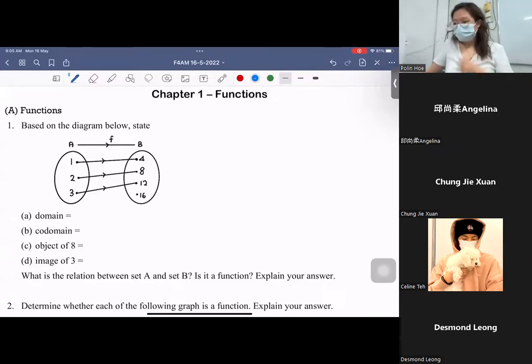Okay, so Form 4 Chapter 1 function is basically separated into 3 parts. The first part, functions, where you will be introduced to domain, codomain, range, object, image, and how we present a function. And then we are going to talk about absolute value function. Still remember absolute value function? Absolute value function, the modular sign will make all the negative values into positive ones. Okay, look at the basics.